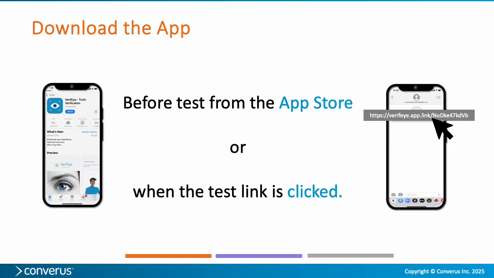There are 2 ways to download the VerifEye app. First, the app can be downloaded anytime from the App Store. If the app is not present on the phone, when the examinee clicks the link to take the test, they will be prompted to download the app.